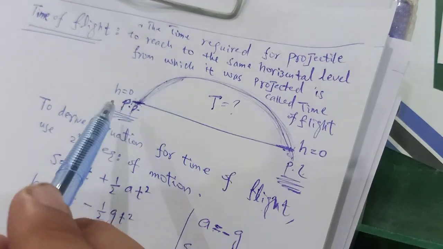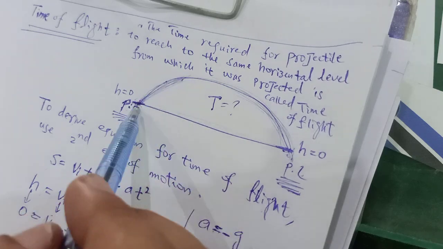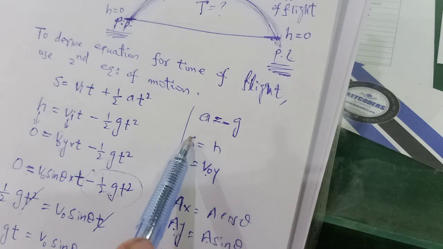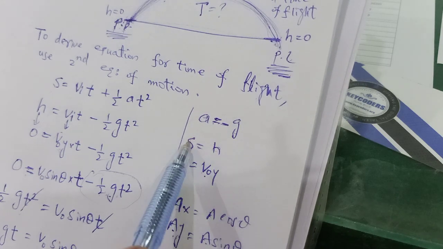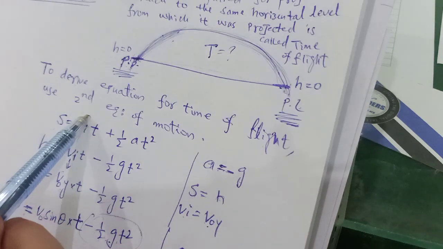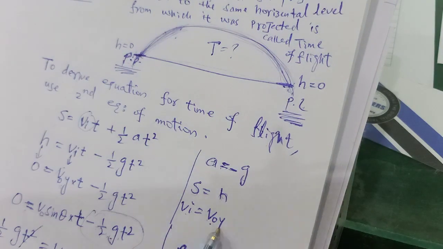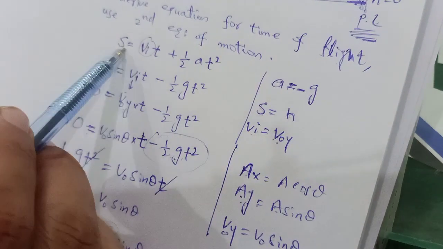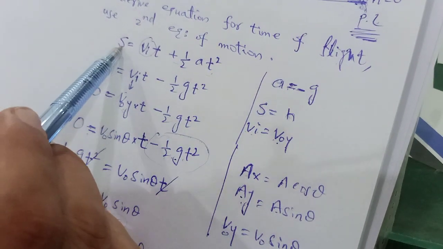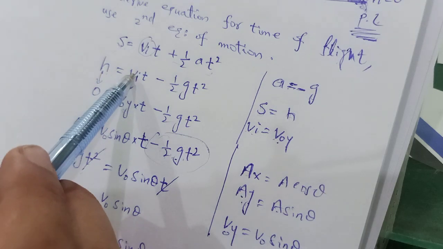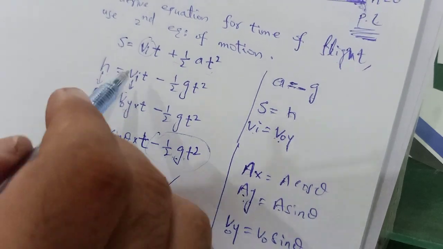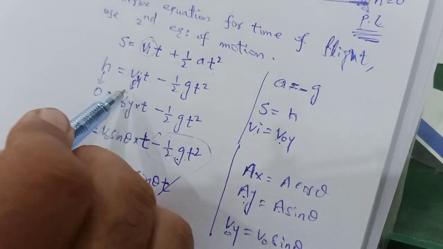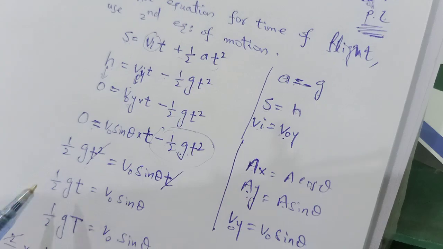So it is motion against gravity. So a will be replaced with minus g, s will be replaced with height, and the initial velocity means the initial vertical velocity, initial velocity in y axis. So if you put these values in the second equation, s becomes h, the v_i becomes v naught y, and the a becomes minus g.